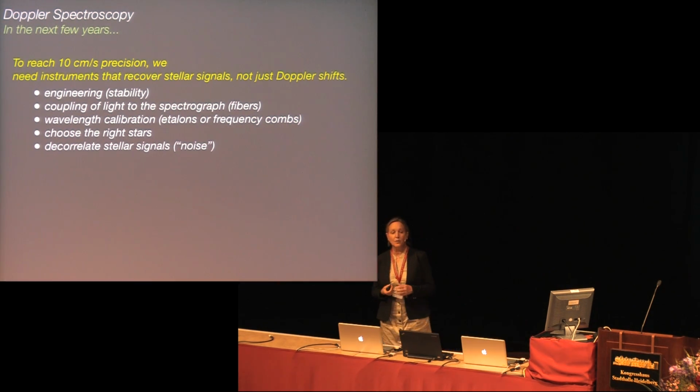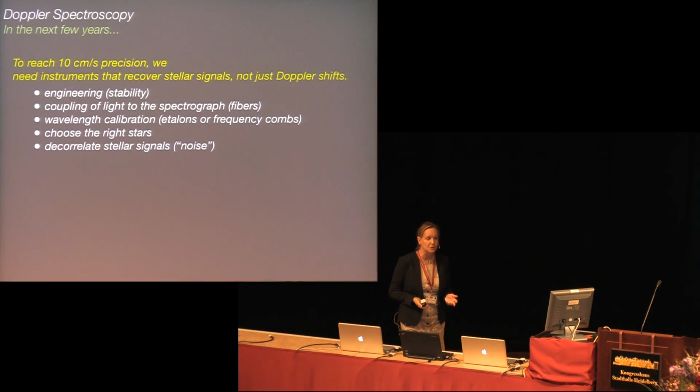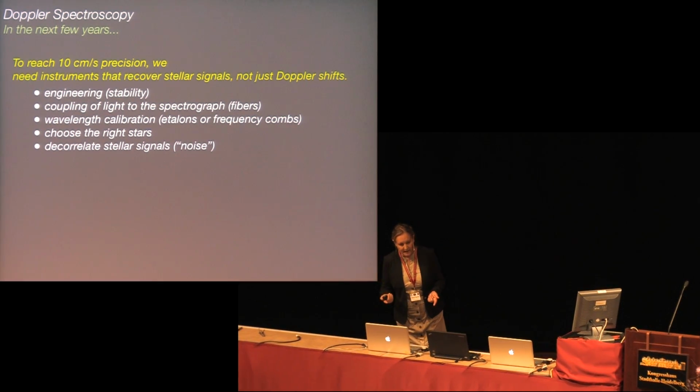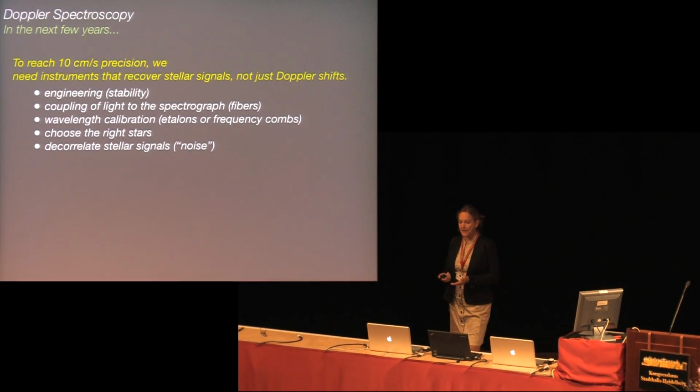So there are some people who have famously said, we've already hit the floor of the stellar noise. There's no point in trying to go after Earth. You won't do it. Stop wasting money and time and so forth. The problem with that opinion is that you're right. If we keep using the instruments that we have right now, we won't get down to 10 centimeter per second precision.